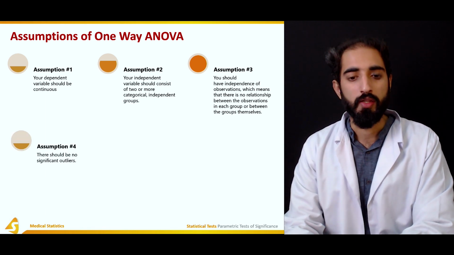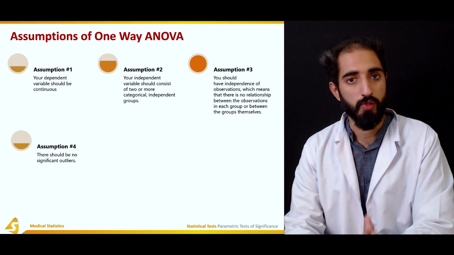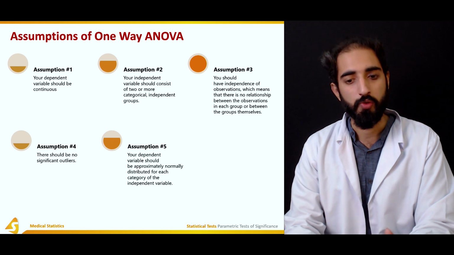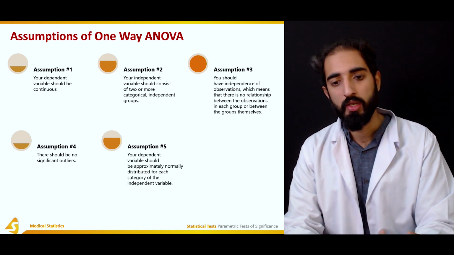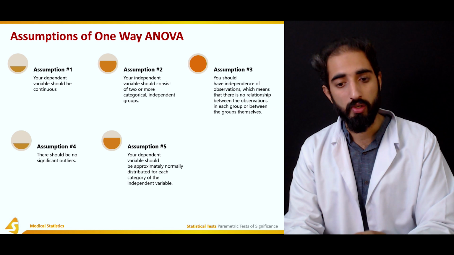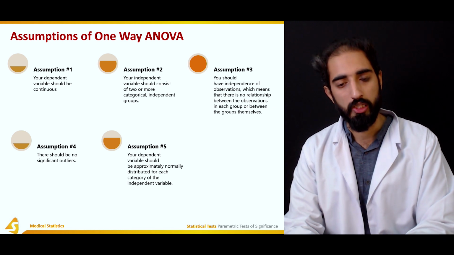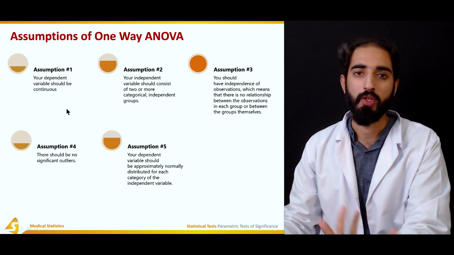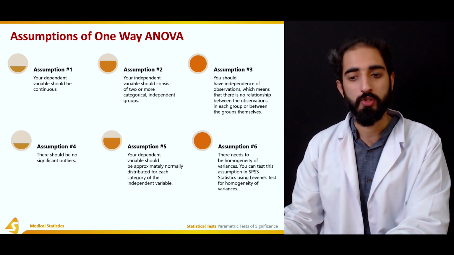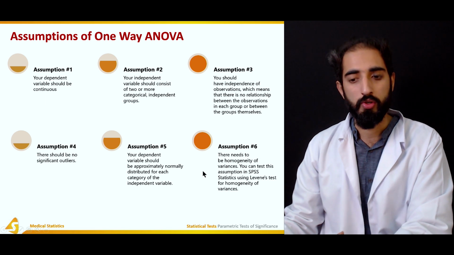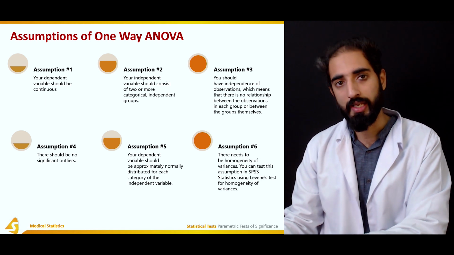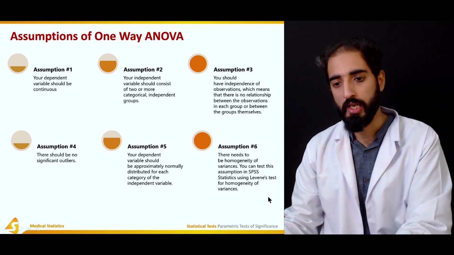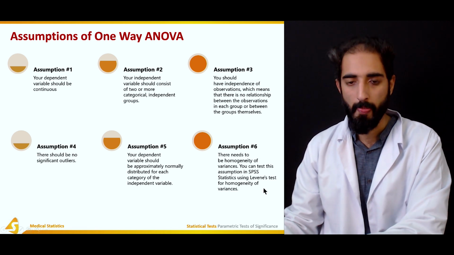Assumption number 4, there should be no significant outliers, which is also the same for independent t-test and paired t-test as well. Assumption number 5, your dependent variable should be approximately normally distributed for each category of the independent variable. So normal distribution, which is a common property of all parametric tests. And assumption number 6, there needs to be homogeneity of variances, just like in the previous test, for which you can once again use the Levene's test for homogeneity.